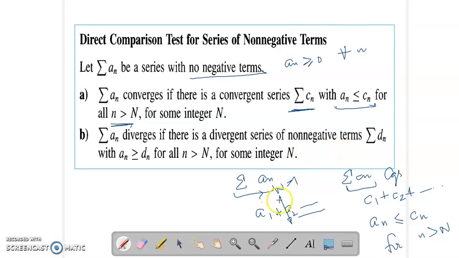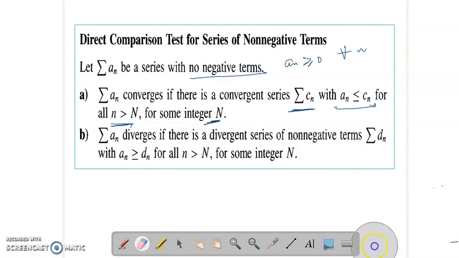Okay, so we said that if an is less than or equal to Cn after a stage, and if this series summation Cn converges, then this series summation an also converges. This is the first direct comparison test: this converges if there is a convergent series summation Cn with an less than or equal to Cn for all n greater than capital N, for some integer capital N. Right? Next part is for divergence.